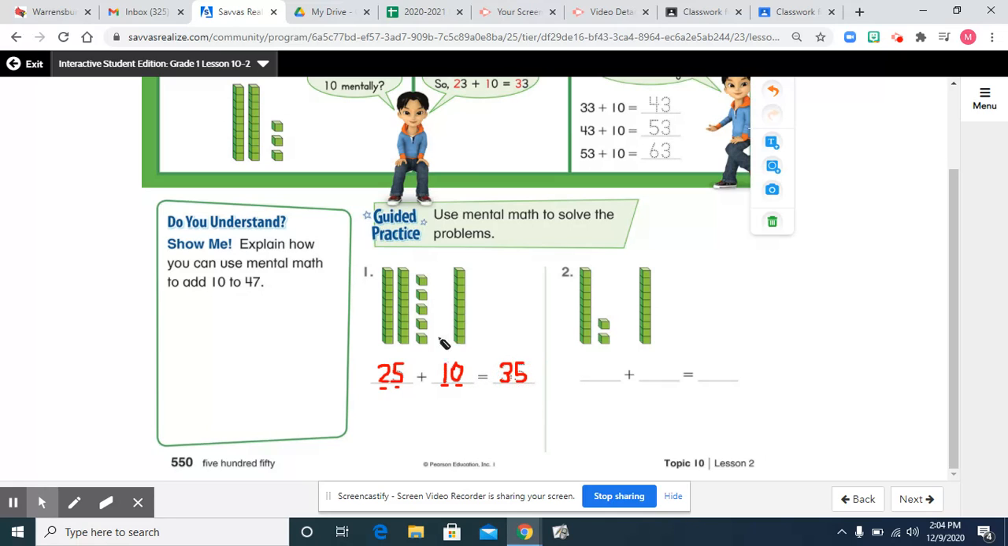Now, to be sure, let's count up all of these cubes and make sure that it equals 35. Okay, we're going to start by counting the big numbers first, which are the longs, and they are worth 10. Ready? Go. 10, 20, 30, and then we'll count the ones. 31, 32, 33, 34, 35. So the book was correct with 35.